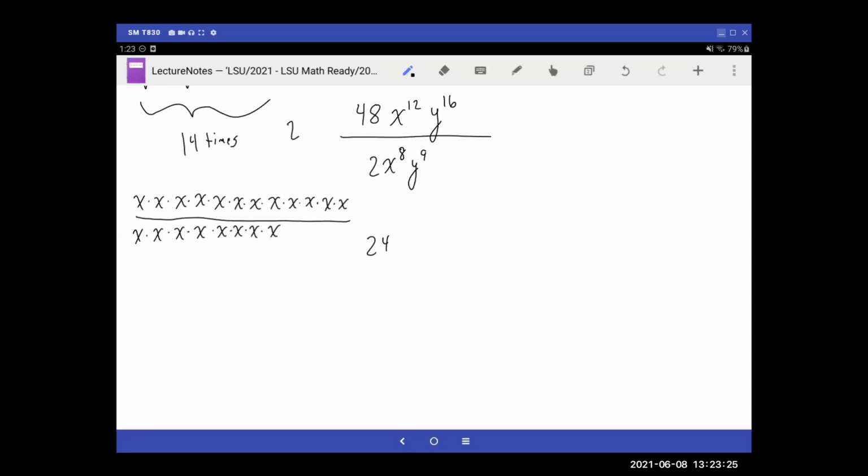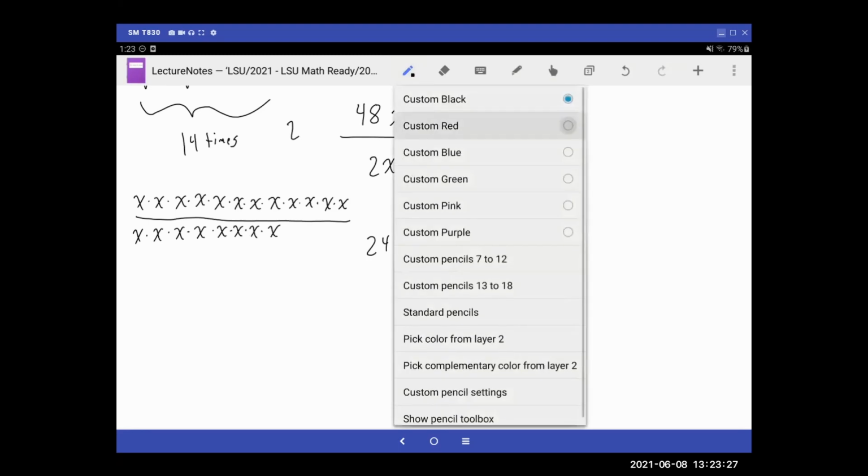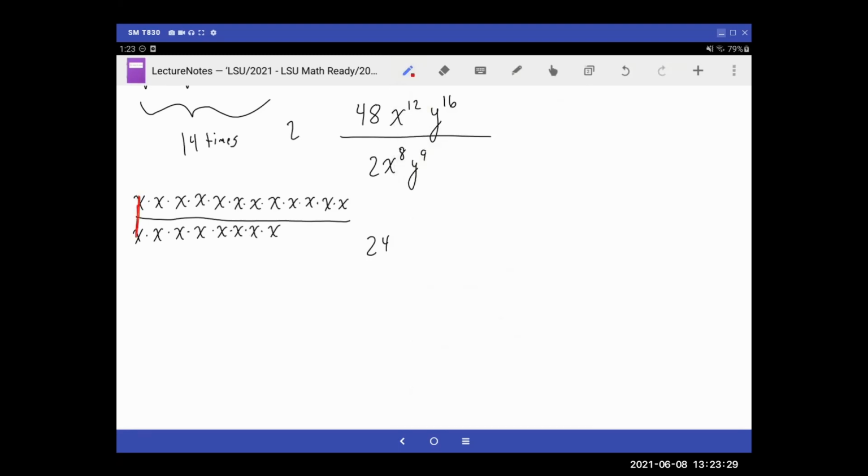Okay, and when you divide the same thing, this divided by that is 1. So that's 1 times everything. Basically it's not even there, right? 1 times everything is going to be everything. That's 1. That's 1. They essentially cancel each other out, and they leave me with 4 x's, right? X to the 4th.